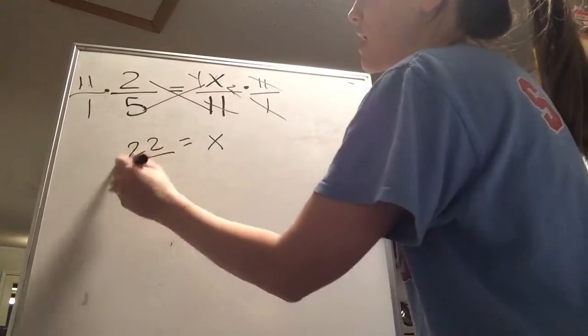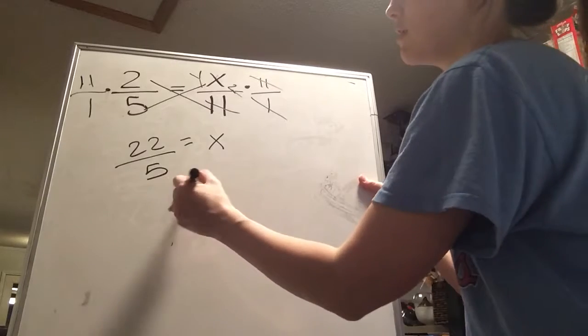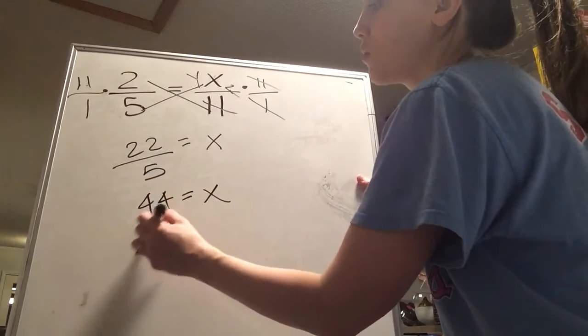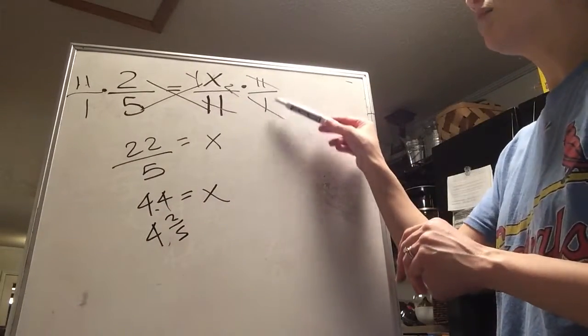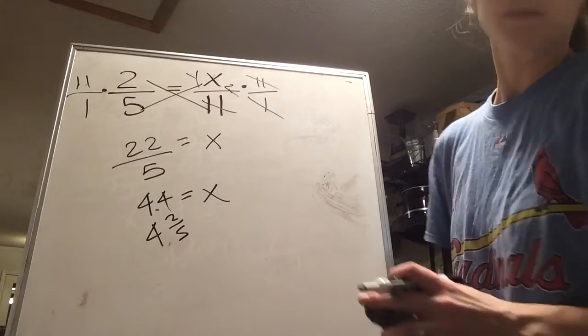and 11 times 2 is 22, 1 times 5 is 5, so 22 over 5. And then you can go ahead and divide it like we did. So x is 4.4, or 4 and 2/5. So just another way to do it is you can multiply by the reciprocal to get the unknown by itself to solve for it.